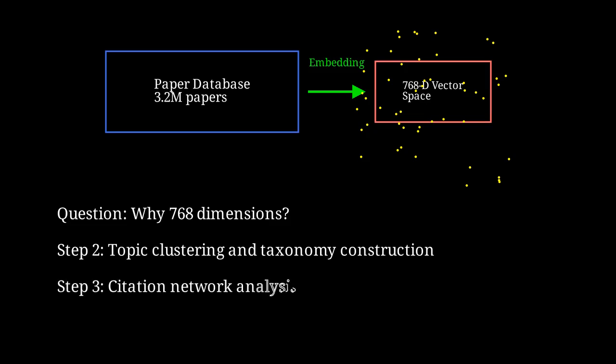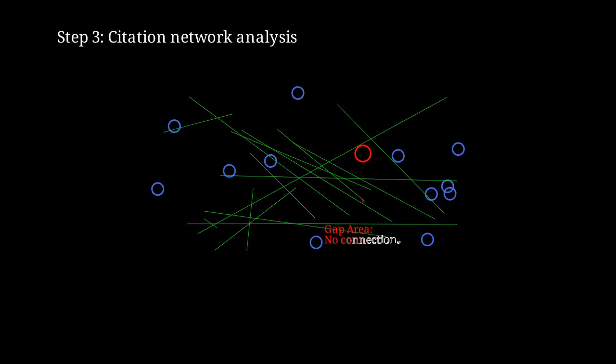Step 3 involves citation network analysis. The AI builds a directed graph where nodes are papers and edges represent citations. Areas with few or no connections indicate potential research gaps. These are topics that haven't been adequately explored or connected to related work.